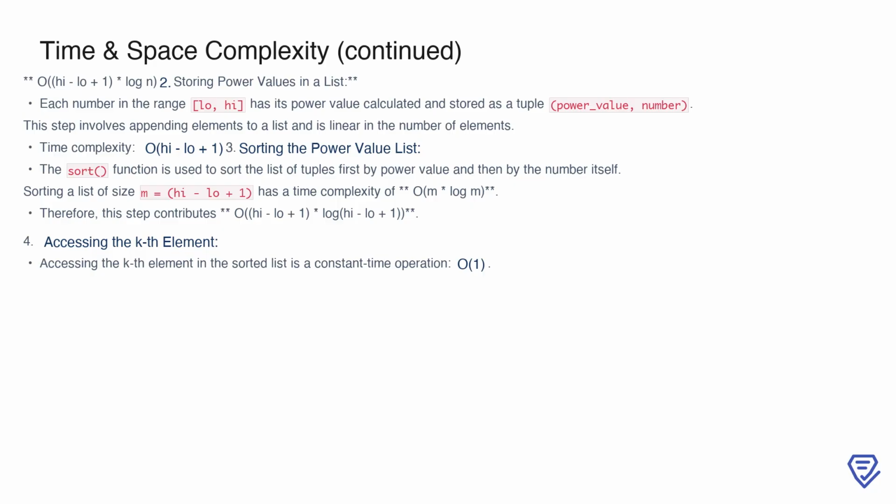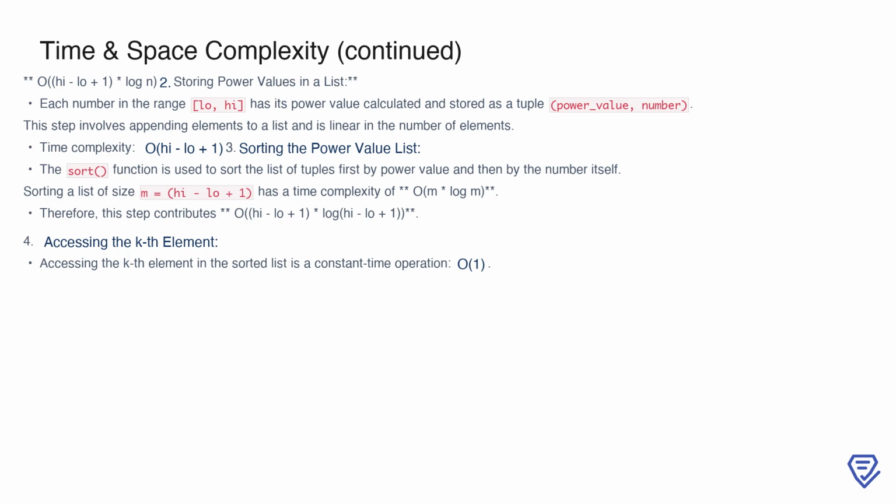Once the list is populated, we sort it. The sort function sorts the list of size m equals high - low + 1, by power value and then by number. Sorting has a time complexity of O(m * log m), which, for our case, is O((high - low + 1) * log(high - low + 1)). Finally, accessing the kth smallest element in the sorted list is a constant time operation, O(1), as it involves simply indexing into the list.